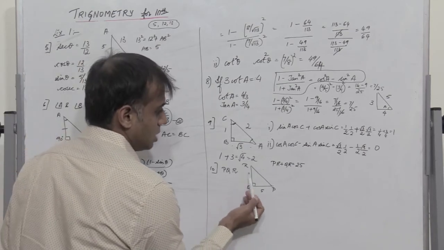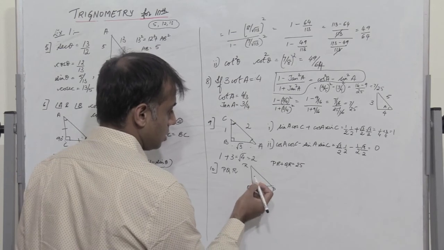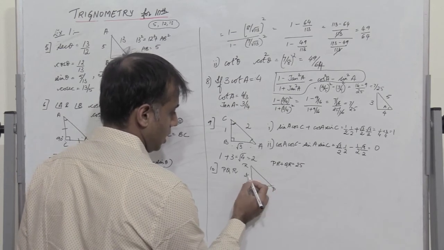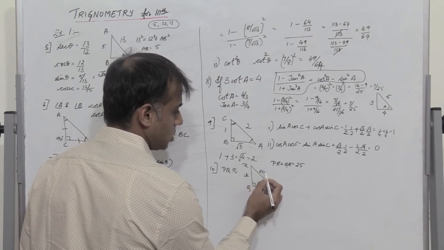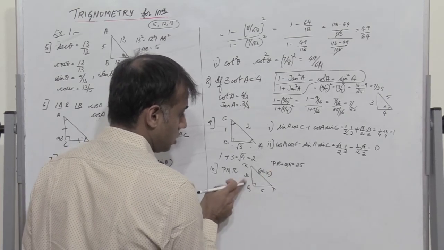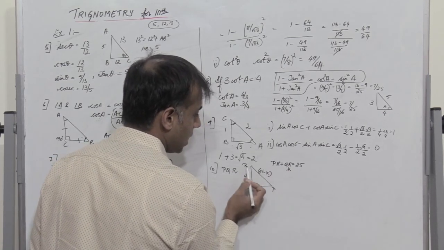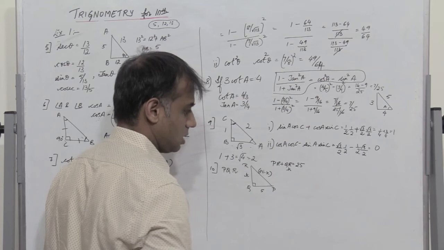So this plus this equals 25. Okay. So now let's assume that this is K, and this of course is 25 minus K. Right? So RQ is K. So what is PR? PR is 25 minus K.